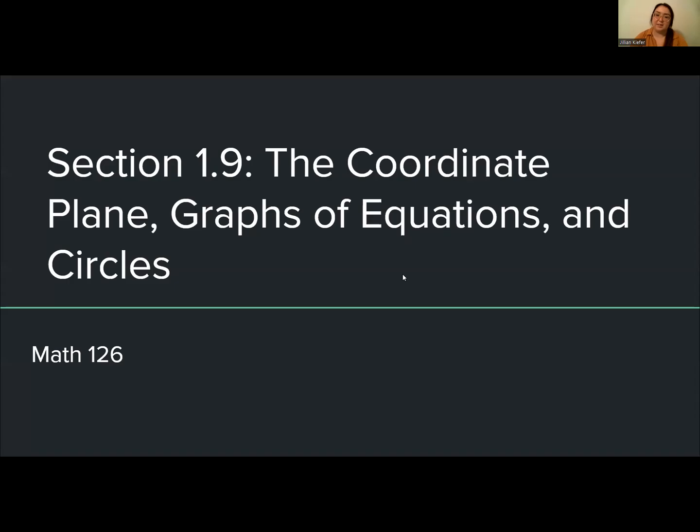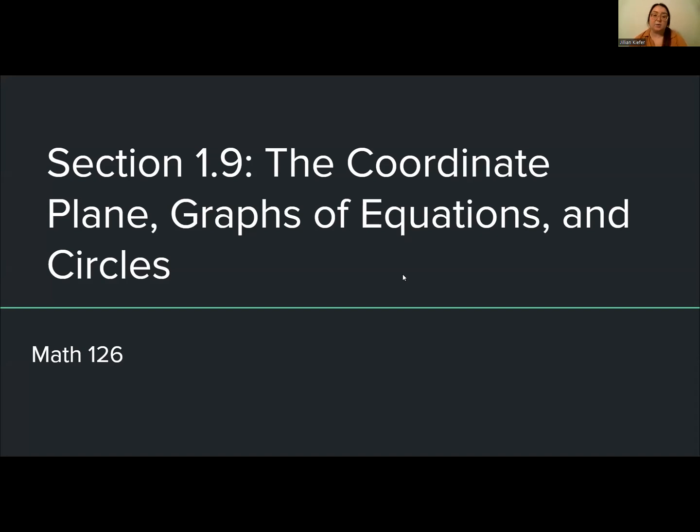Hello, everyone. We're going to go ahead and go over section 1.9 today. This is on the coordinate plane, graphs of equations, and circles. Most of the section should be pretty much review for everyone, except for probably the last part at the end, which is going to be about circles.